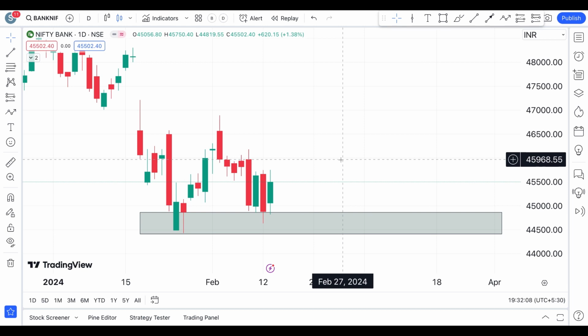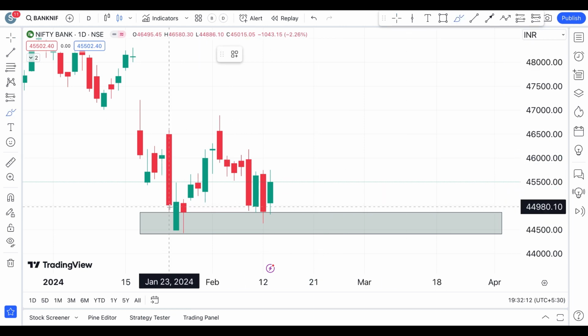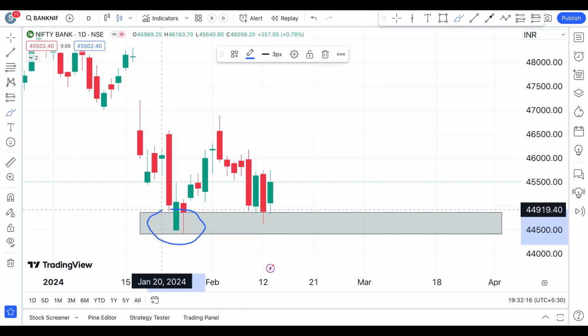This is a daily chart of Bank Nifty. As we can see, like we discussed in the early pre-market analysis today, and even for the last many days, this will be the major support for the Bank Nifty on a daily chart, because this is the major swing high on the left.